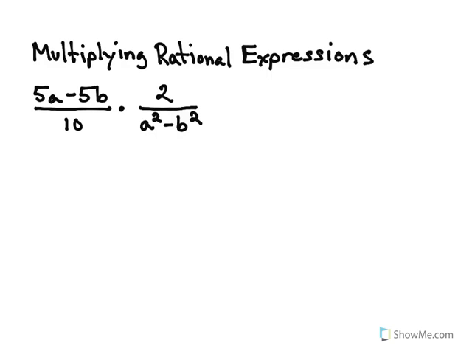In order to multiply rational expressions, you have to realize that you're basically multiplying two fractions. And these fractions contain polynomials. And quite often, most of the time, these polynomials would actually need to be factored first before we can simplify.